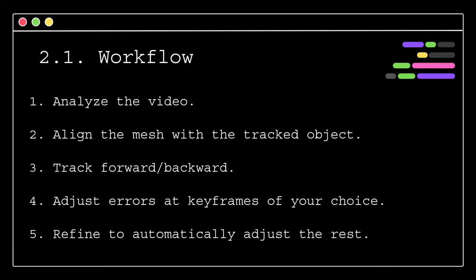The general workflow looks like this. Step 1. Analyze the video to extract motion features. This is done automatically by our tool. Step 2. Manually align your 3D mesh to the object in the footage.